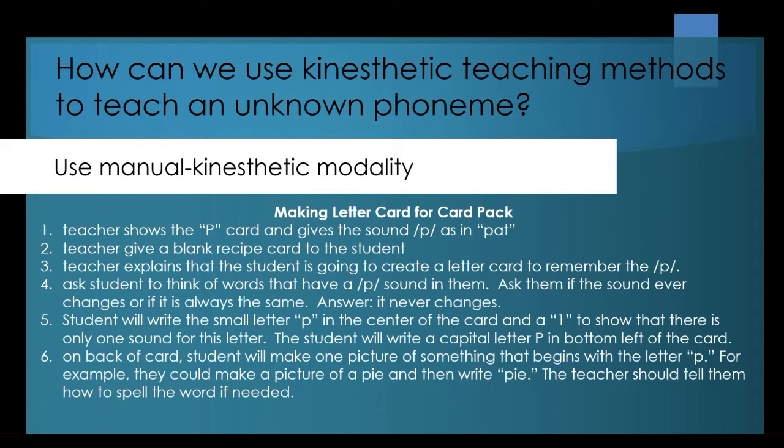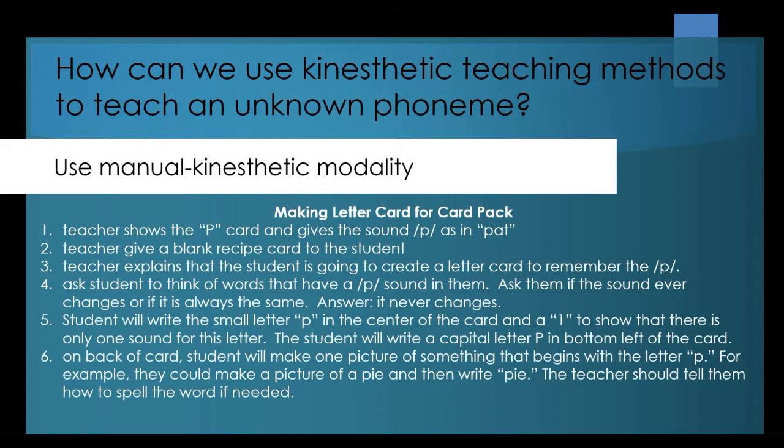And then we'll also say, does the sound ever change, or is it always the same? Because we know in English that there are some symbols that have more than one sound. For example, the letter C could be k as in cat, or s as in city. With p, the answer is that it never changes. The student will write down a small letter P in the center of their card, and they'll put a little 1 beside it to show that there's only one sound that letter makes.